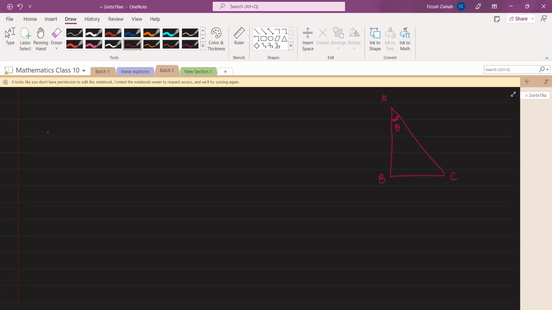Now tell me one thing. If I'm writing tan of theta, that means perpendicular by base. So which side is now perpendicular, Eman? BC. Okay, and base? AB. AB. Okay, that is fine. Let us now do questions. Rida, is this okay? Do you remember all this? Yes, ma'am. Okay.